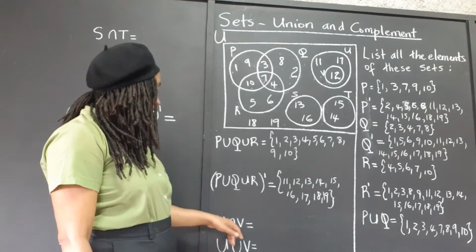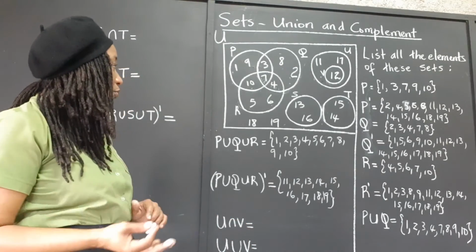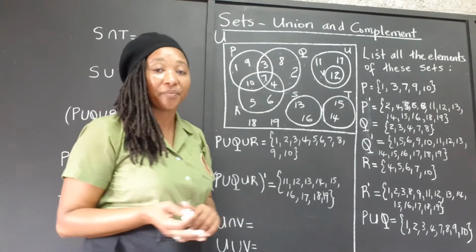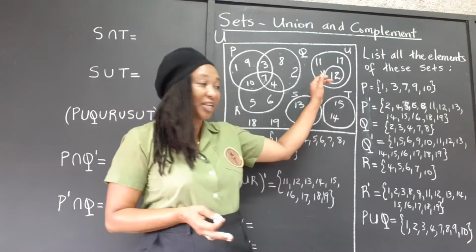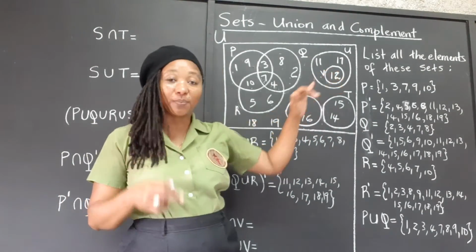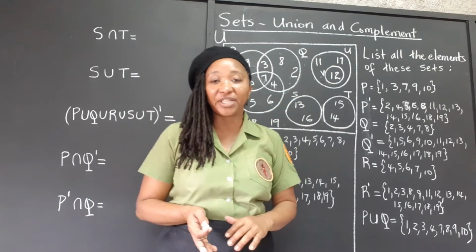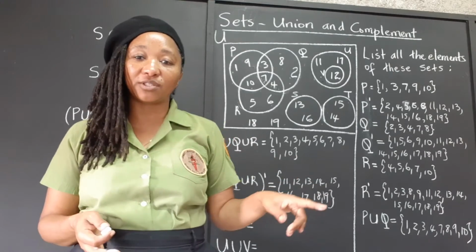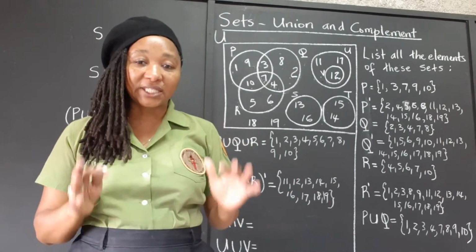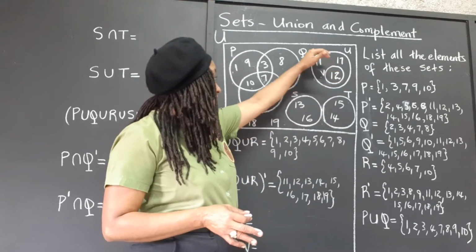Set U intersect V. Where does set U intersect V? Remember, we said this is a special situation where set V is a subset of U. If you want more elaboration on subsets, just check out the video that we did focusing on subsets. Everything in V is contained within U.